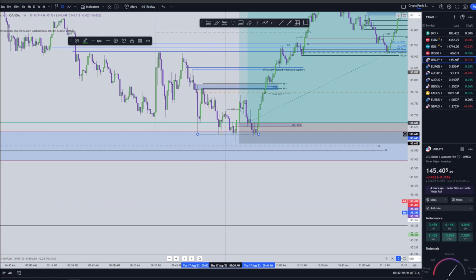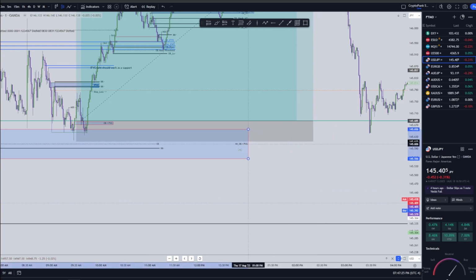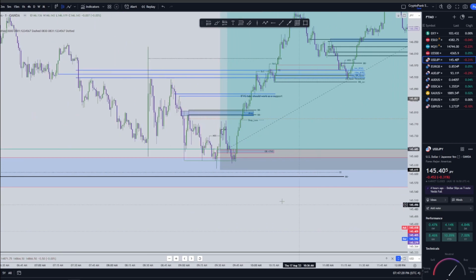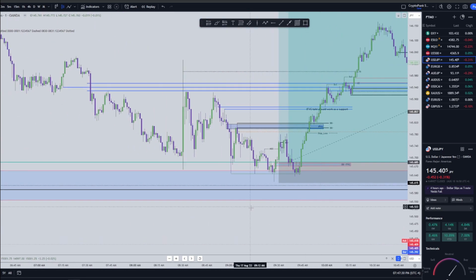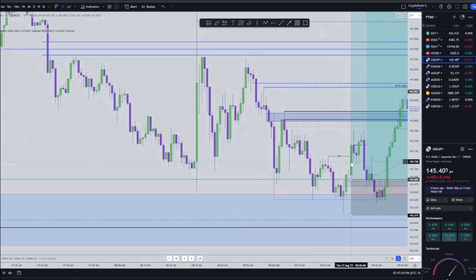So this is a beautiful liquidity grab inside of a higher time frame point of interest. What I waited for after seeing this liquidity grab is a beautiful market structure shift with displacement, which happened right here, as you can see.